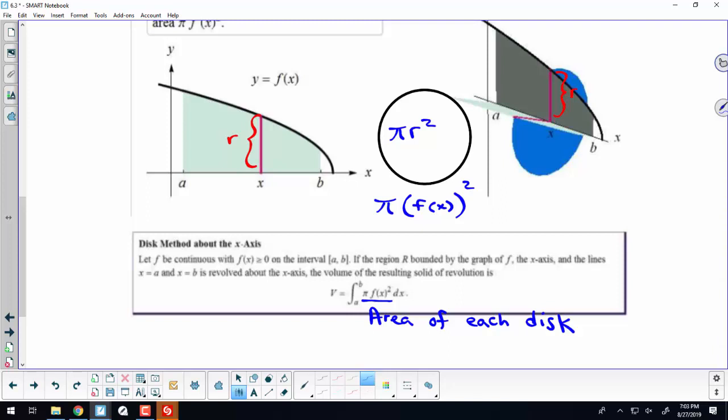Okay. Does anyone have any questions on that? So this is called the disk method because you're integrating a bunch of disks times the thickness to get a volume.